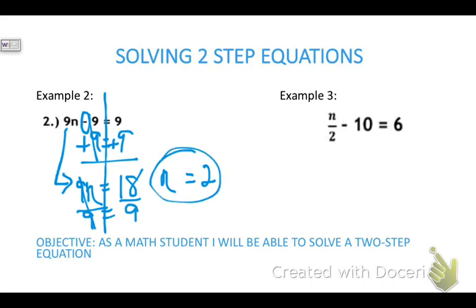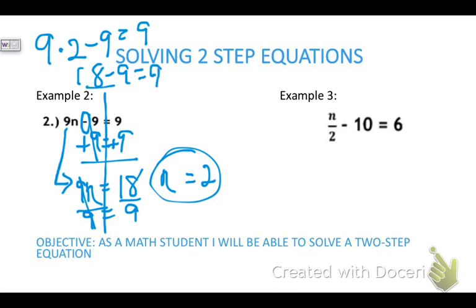Now if we wanted to know if that was right or wrong, we'd go back in and substitute 2 in for the n. So does 9 times 2 minus 9 equal 9? I don't know, 18 minus 9 equals 9, and yeah, both sides say 9.